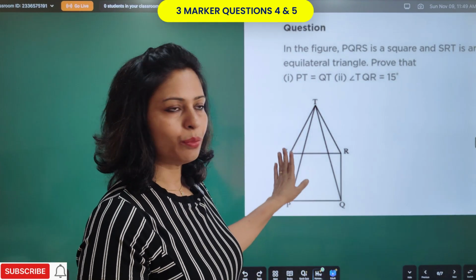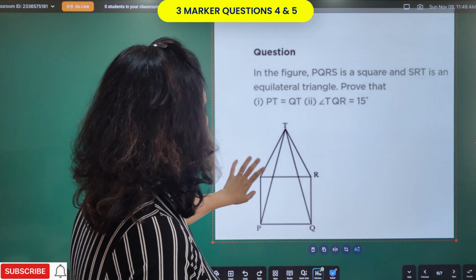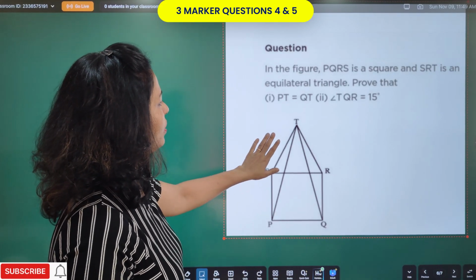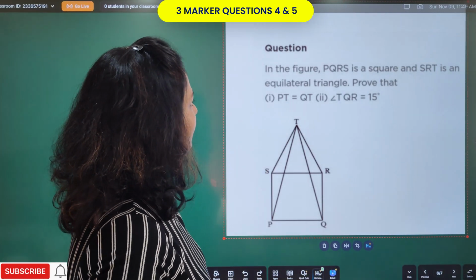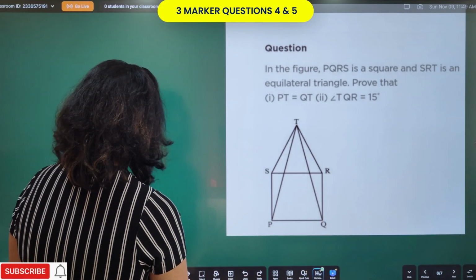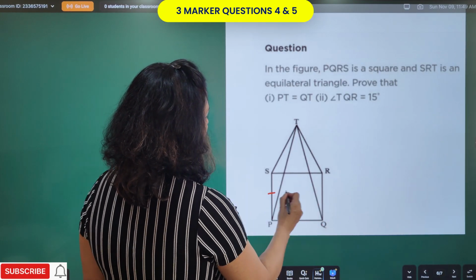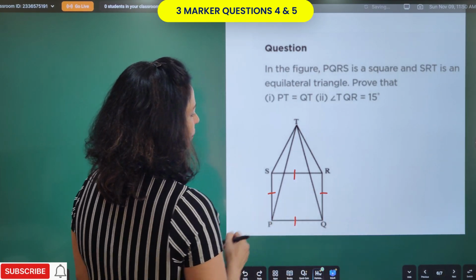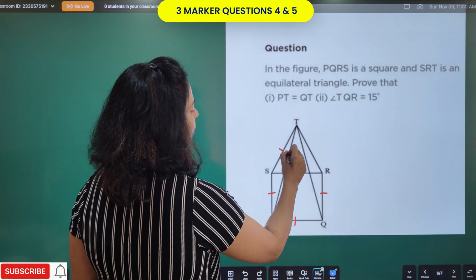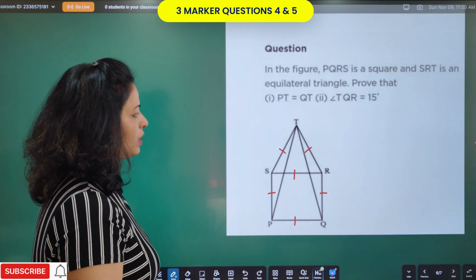So let's see question number 4 now. This also can be asked for 3 marks. Okay. So this is the question. So here they have given you PQRS is a square. So in a square all the sides are equal, right? And SRT is an equilateral triangle. Even in an equilateral triangle we know all the sides are equal. Okay, so this is what is given to us.